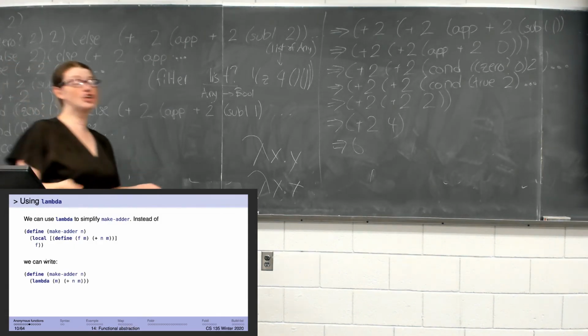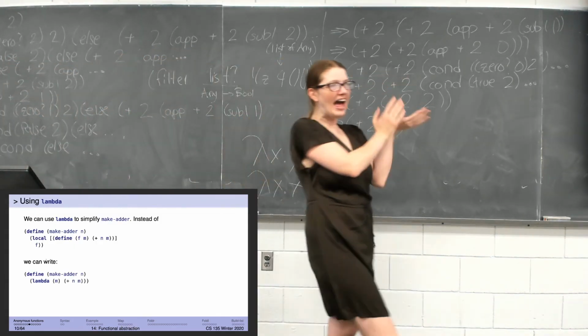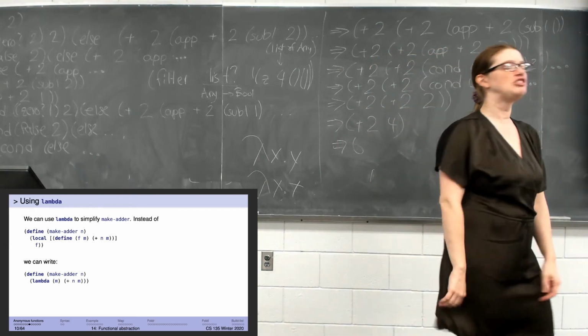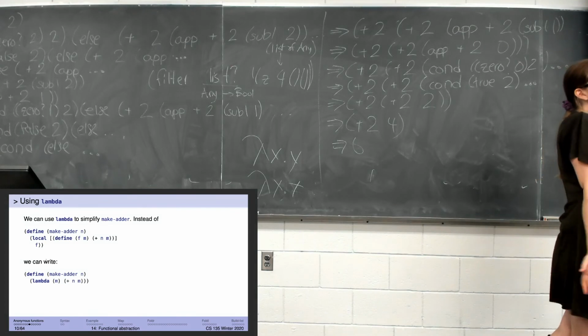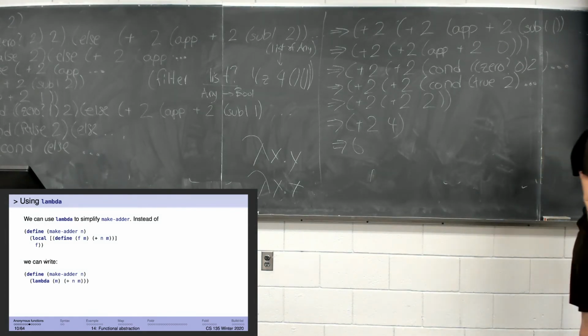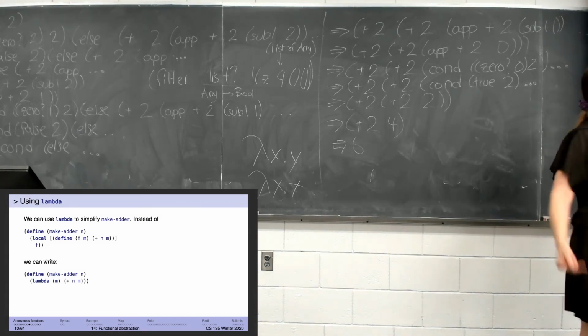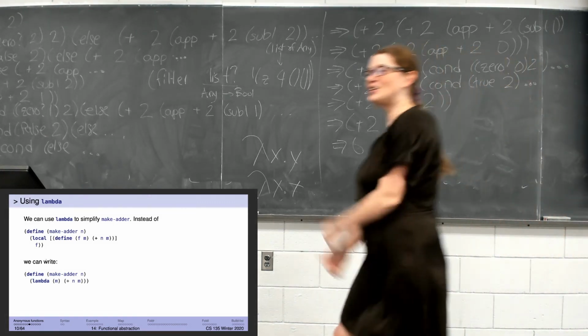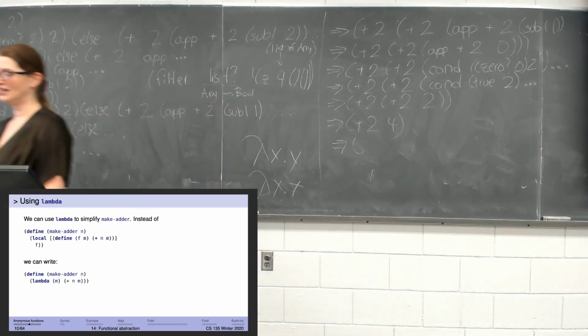Now we should go back and make adder look all pretty, because it had that local that produced a function. I don't need the local anymore, I'll just put the lambda there. I went from 3 lines of ugly to 2 lines of awesome. It's great, I love it. All right.